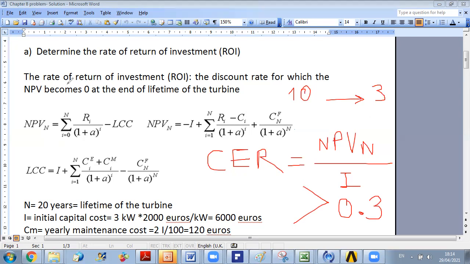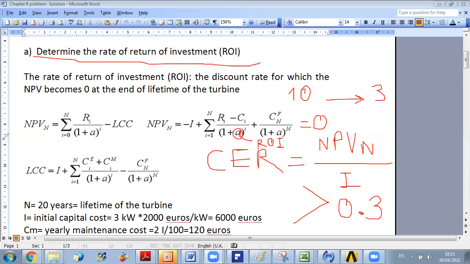So let us now go through the details of the calculation, how we can determine the rate of return on investment, ROI. To calculate the value of the ROI, I should just apply the formula. So I should set the net present value at year end, which is the balance between incomes and costs over the whole lifetime of the equipment, equal to 0. And when I do this, the only unknown in this equation will be A. So ROI represents the value of A, which will give me a net present value just equal to 0.